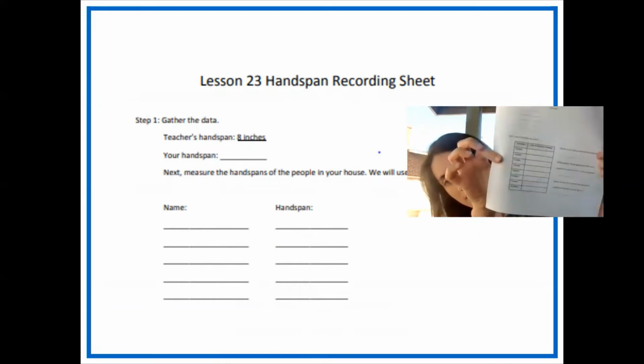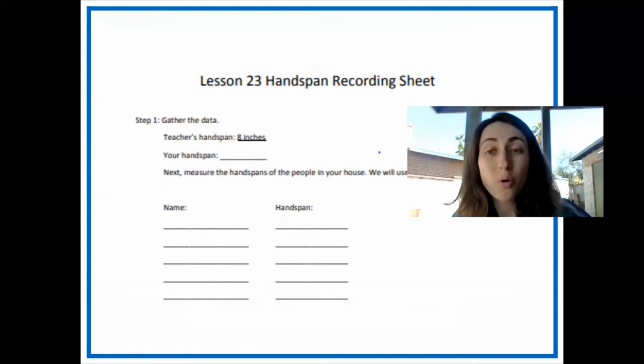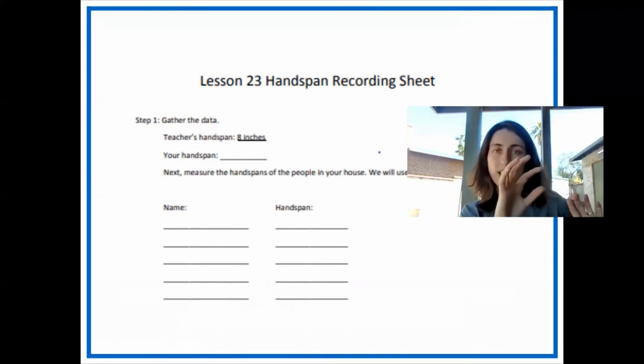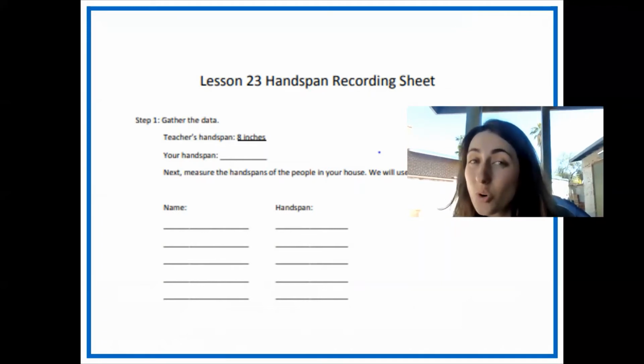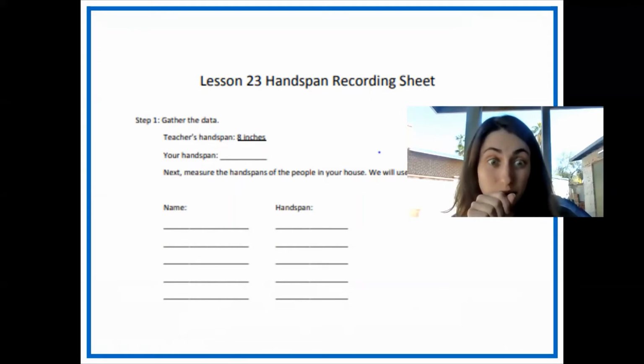I've got one of my own right here, and we're going to start off with our recording sheet together, because we're going to get this data of our hand span. See how on the top I have teacher's hand span is 8 inches, and I want you to record how many inches your hand is on that blank underneath that says your hand span.